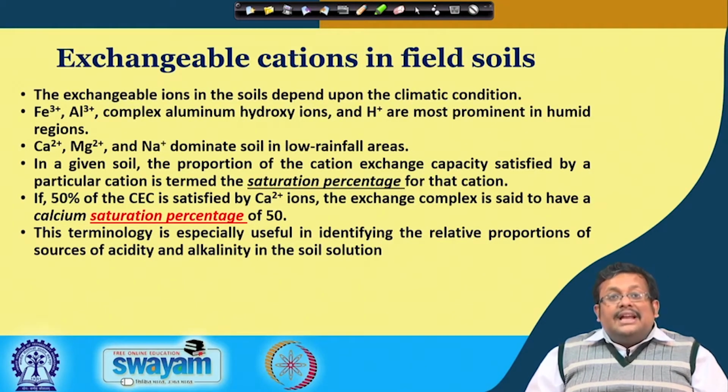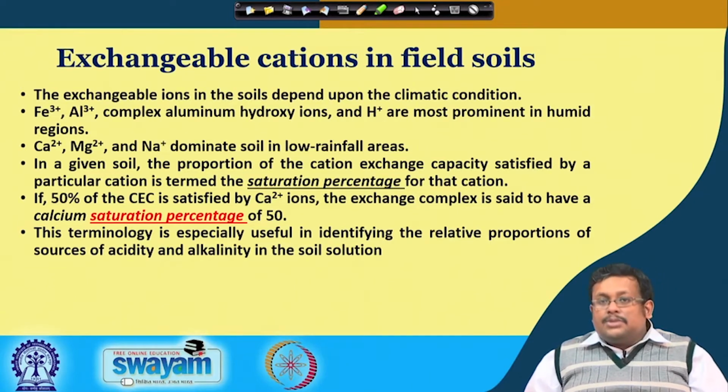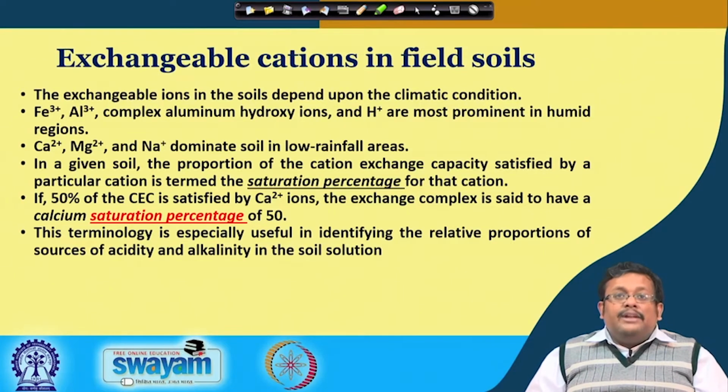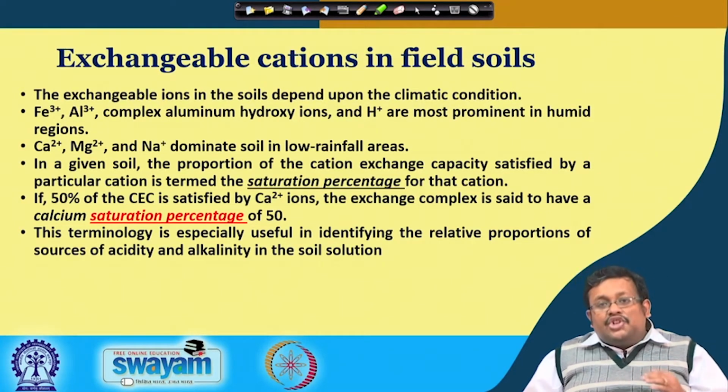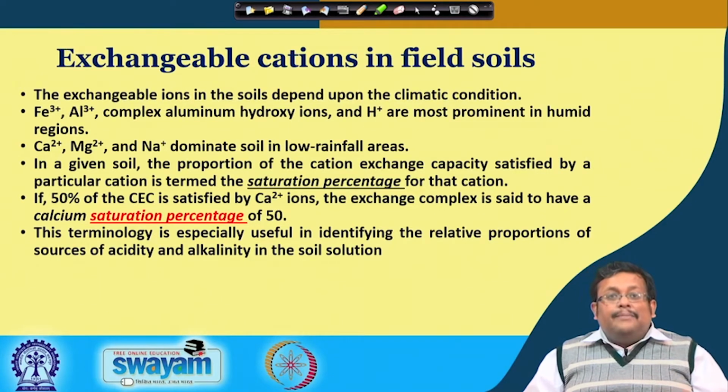So, you will see that in humid regions, specifically in warm and humid regions, there will be a predominance of iron and aluminum ions. However, in low rainfall areas, in arid regions, there will be predominance of different types of salts because of high evaporative demand. As a result, these soils will be dominated by calcium, magnesium and sodium ions.